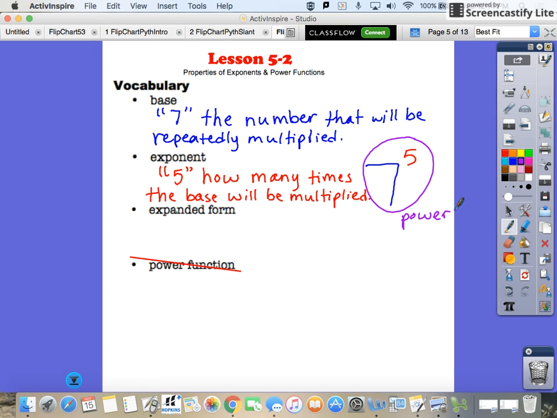Last is expanded form. Expand means to make something bigger. So if we were to write this power in expanded form, it would be 7 times 7 times 7 times 7, 5 times.